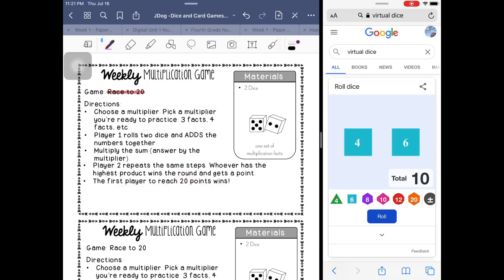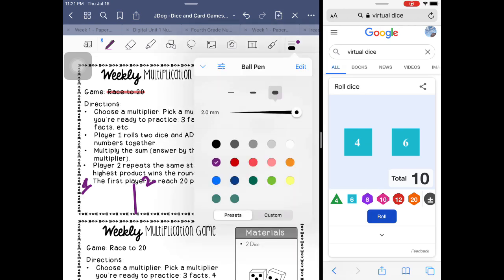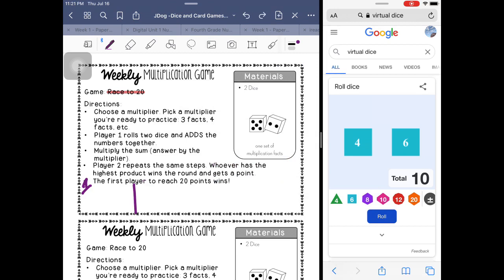So I'm going to make a little chart on here so that we can keep track of points. And so this is going to be player 1. This is going to be player 2. I don't like how big that is. It's hard to see. All right, there's player 1, player 2.